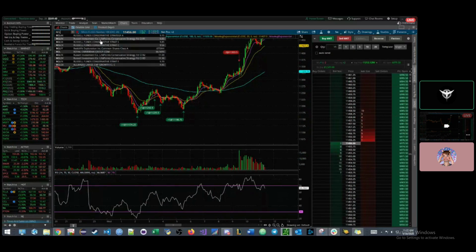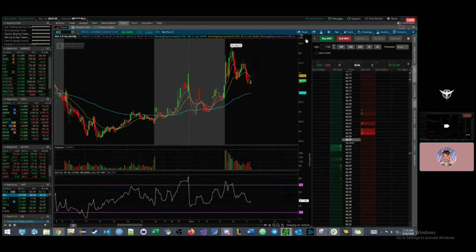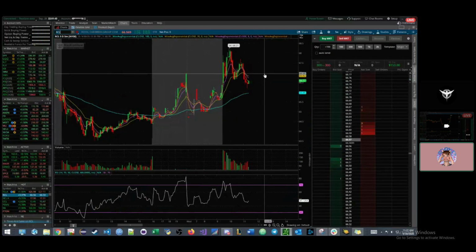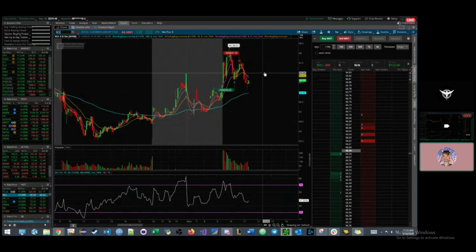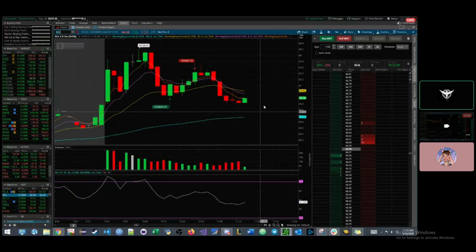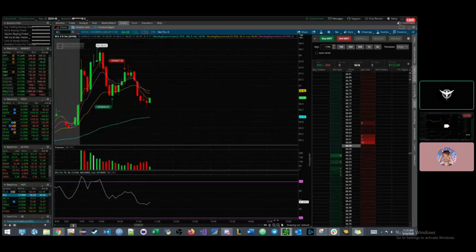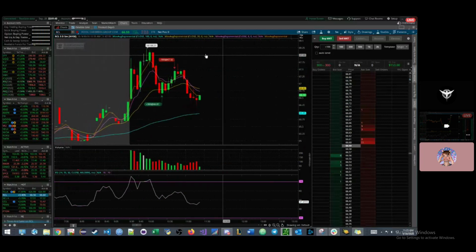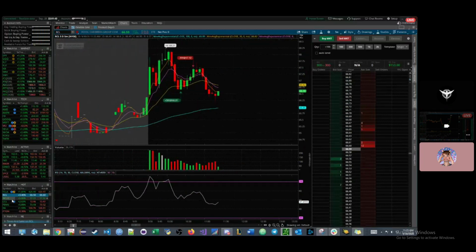RCL was another example I played today. So RCL, this is just a normal Royal Caribbean. Cruise lines were up pretty significantly today, between 4 and 8%, depending on which one it was. I've already got a swing long on NCLH, which was the most bullish, so I didn't play that. RCL was the second most bullish.